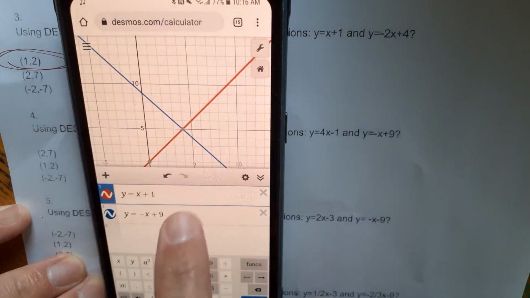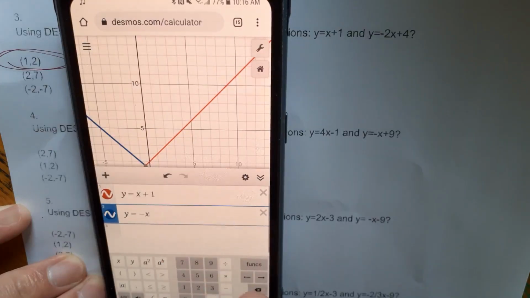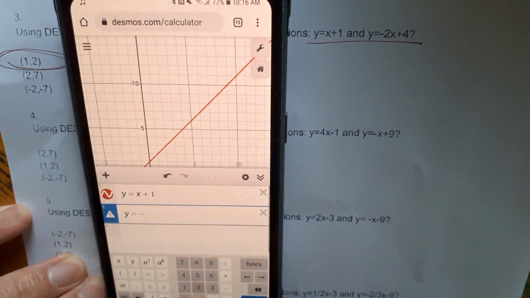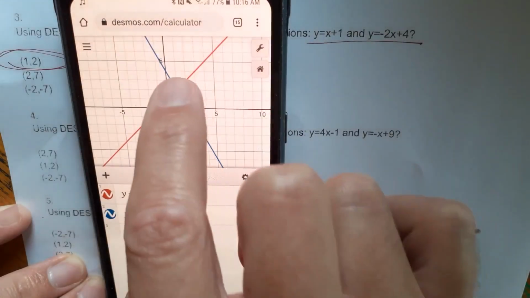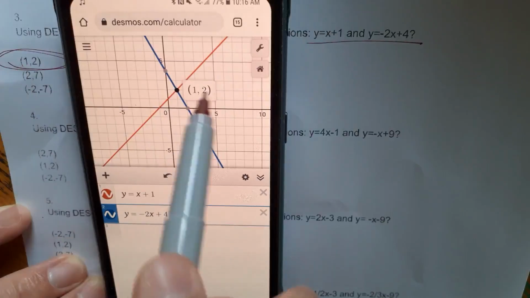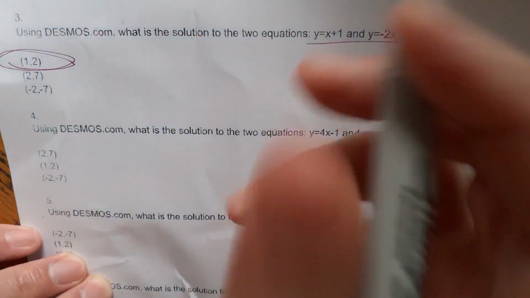x plus 1 and negative 2x plus 4 right here. All right, right there. So here's our intersection. We're proving that it's here at 1, comma 2, so we're okay with that. Now the question is, can we prove that algebraically?